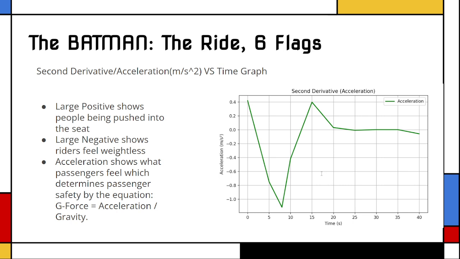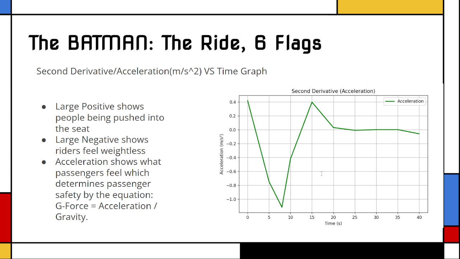Taking a look at the second derivative, which I would argue is the most important graph, the acceleration versus time graph. This shows what the riders experience on the ride. Large positive on this graph shows people being pushed into their seat, and large negative shows the rider feeling weightless here. Overall, this graph determines the g-force by the equation g-force equals acceleration divided by gravity.